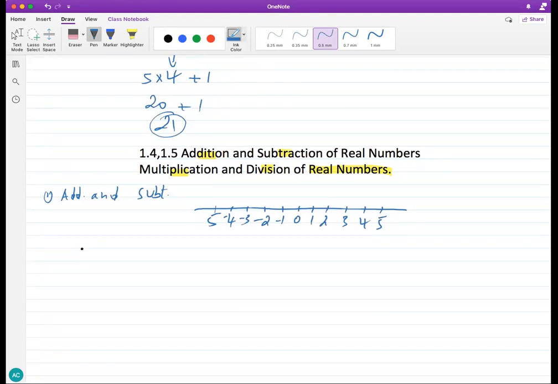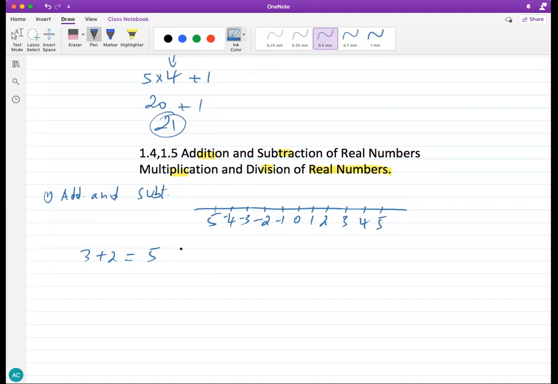So we're all familiar with, let's say, 3 plus 2, for example. So we all know that's 5. If you look at it on the number line, you start from 3, then you go 2 units to the right, because it's positive. Addition, we go to the right. So we start from 3, we go 2 units, 1, 2, we end on 5.